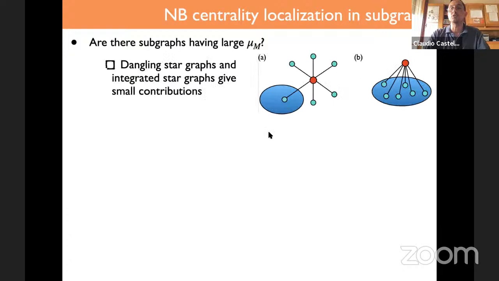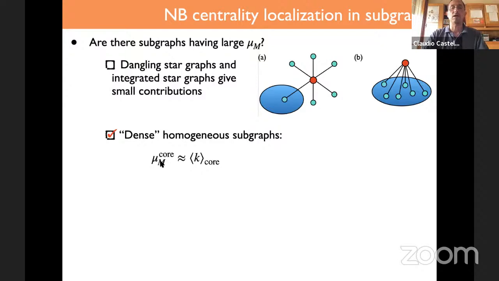Now, single hubs do not play any role. You can immediately realize that if a single hub is connected to the rest of the network with a single edge, it does not give any contribution. Even if it is connected with many nodes, the contribution is negligible, but there are other subgraphs which can play an important role and have a large associated non-backtracking eigenvalue.